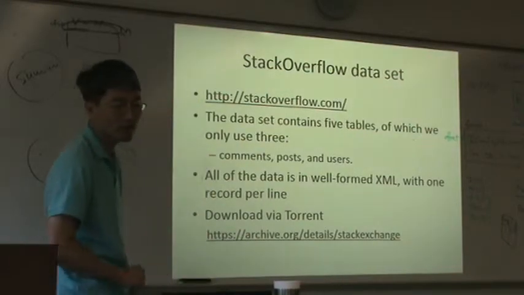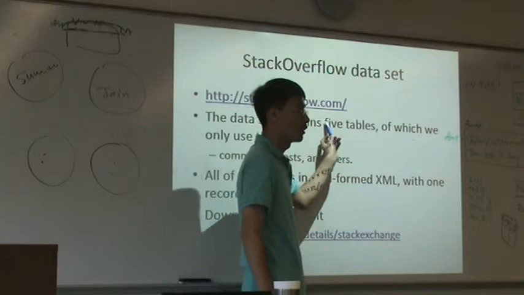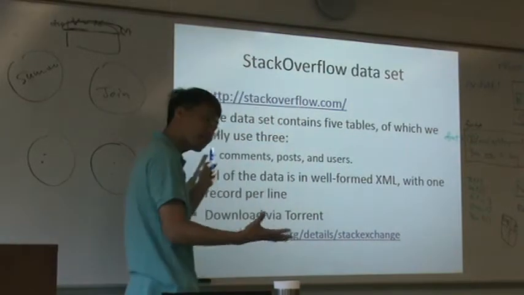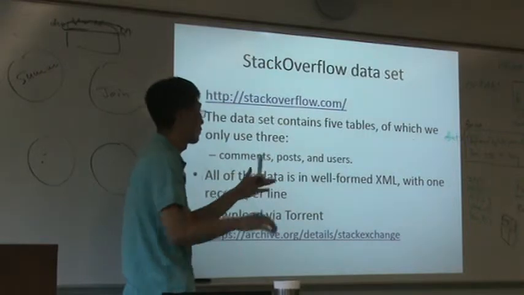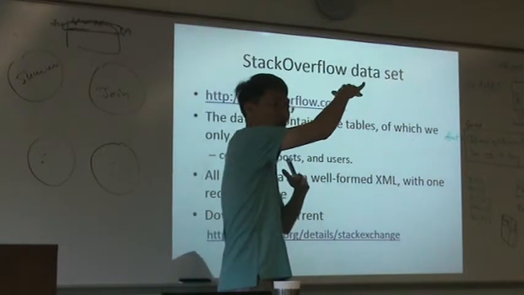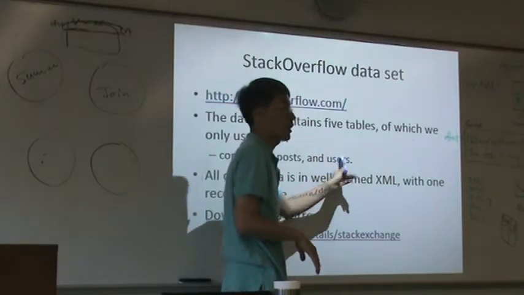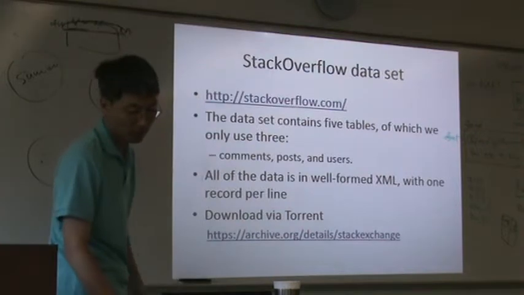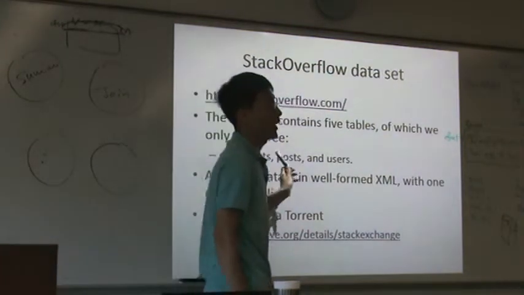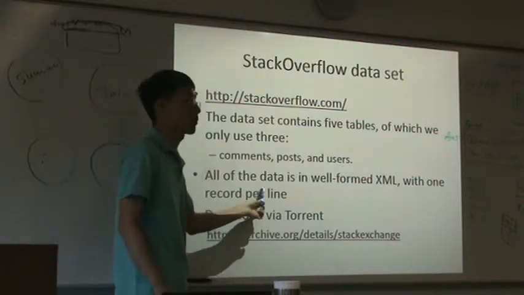That is this one, the Stack Overflow data set. It actually has 5 tables, but in this group they use comments, so user comments on the problem, and posts. So, I have a problem compiling, and user information. This group uses 3 tables. All the data sets were in XML format. I will show the example, and each record is per line.